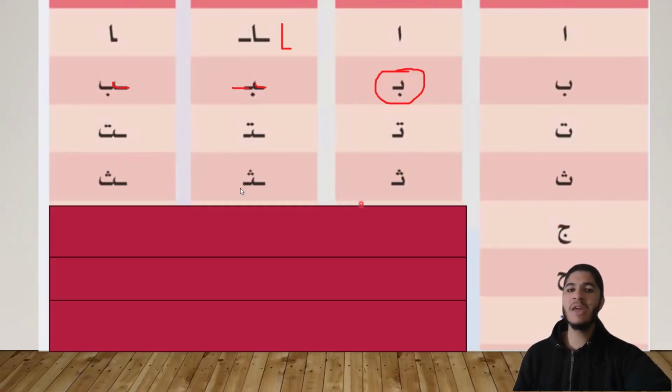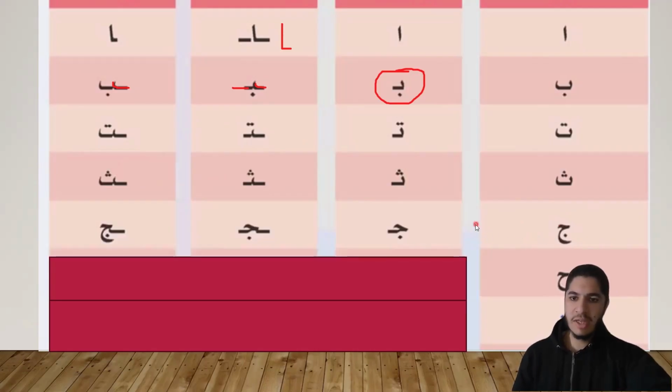Jim. Here is the letter. Jim letter. Let's see its shape. We delete the curve in order to make a tail to link it to the letter after. So its shape will be like this. And instead of writing it with the tail, here is the curve, right?